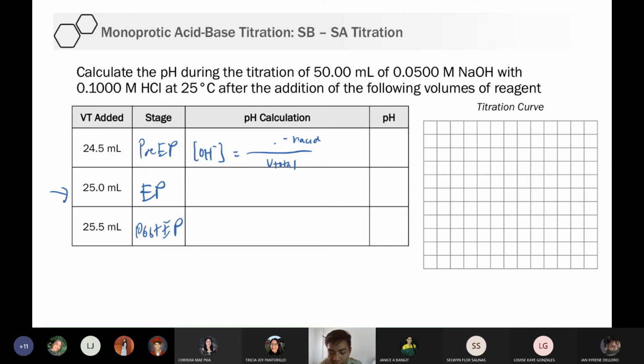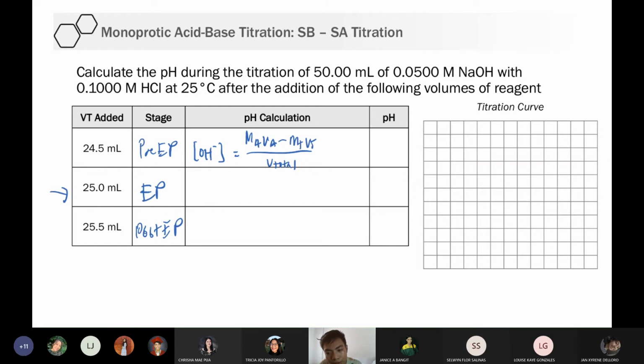What is mole base? Now, mole base is MAVA. Base yung analyte natin, di ba? Kaya MAVA siya. What is mole acid? O, yun yung titrant natin. So, yun yung MTVT. Okay? Divided by the volume total.